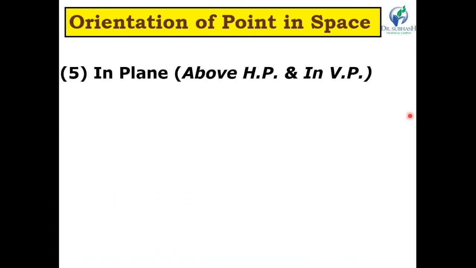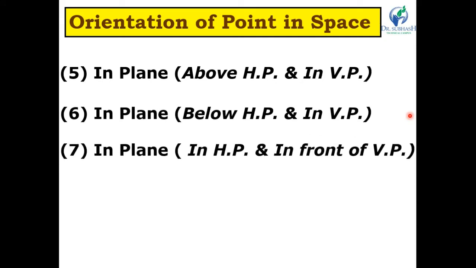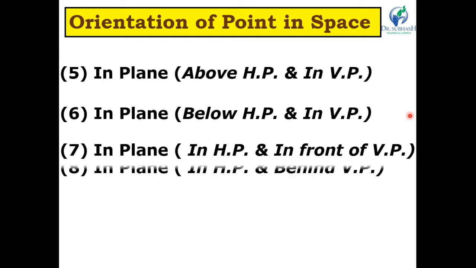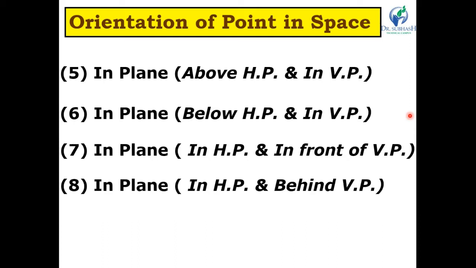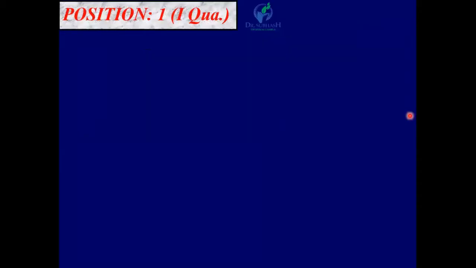In plane, above HP and in VP. In plane, below HP and in VP. In plane, in HP and in front of VP. In plane, in HP and behind VP. And in plane, in HP and VP both. So these are the 9 different orientations of a point in space. Okay, now let us see one by one.